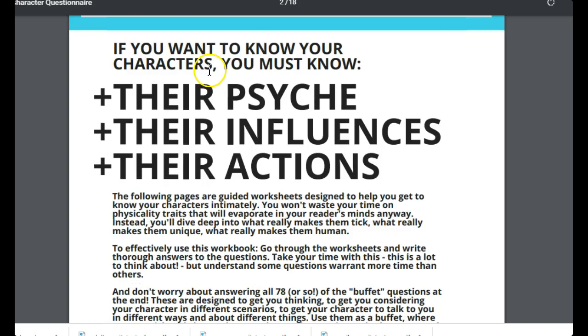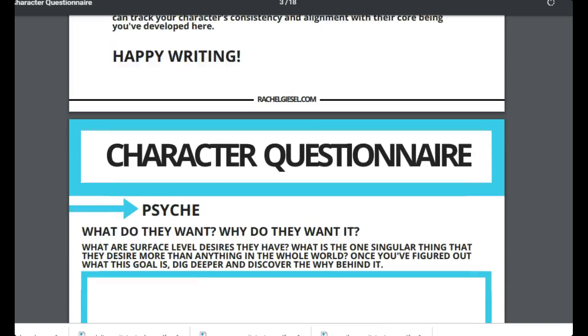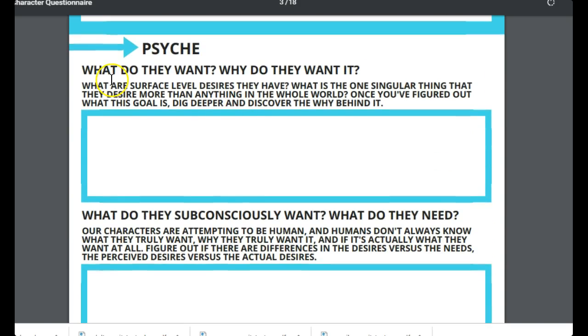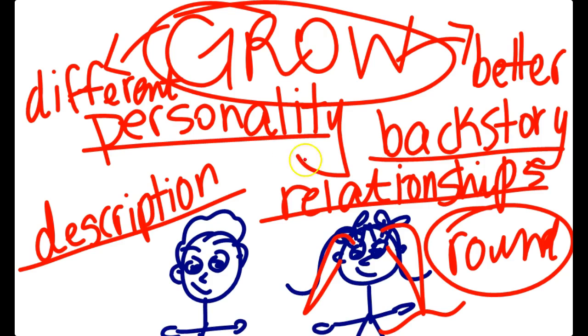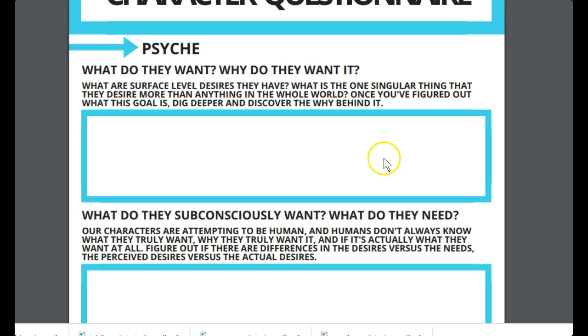And she says, if you want to know your characters, you must know their psyche, which is like what they're thinking, their mindset, their influences, who's around them, friends, family, teachers, who's around them, their actions, what are they doing, right? So let's look at some of these questions. What do they want? Why do they want it? So, looking back at our girl here, who becomes a shapeshifter, why does she want to be a shapeshifter? Why does she want to change herself in any way? There has to be some backstory behind that, right?